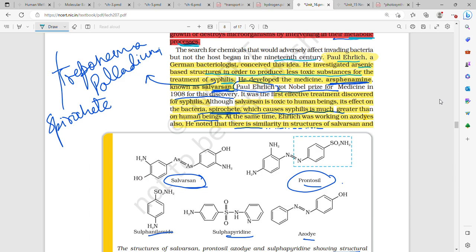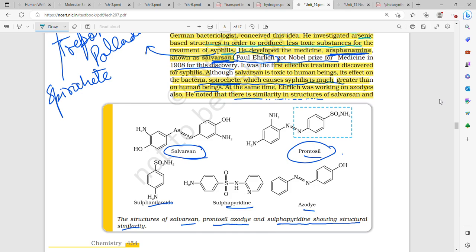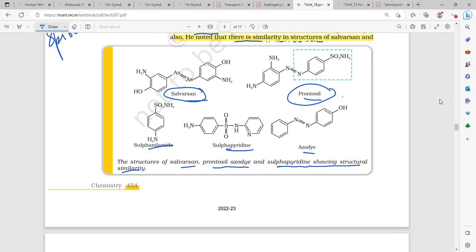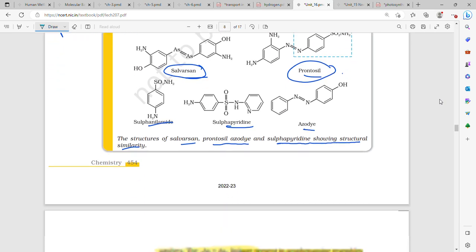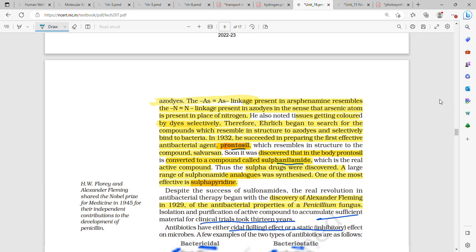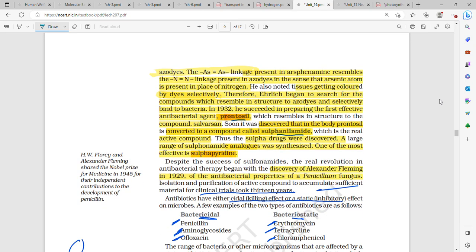Spirochete was the bacteria which caused syphilis, and at the same time when Ehrlich was working on azo dyes, he noticed that the structure of azo dye and that of Salvarsan, or arsphenamine, was similar, that is, the arsenic linkage present in the arsphenamine.